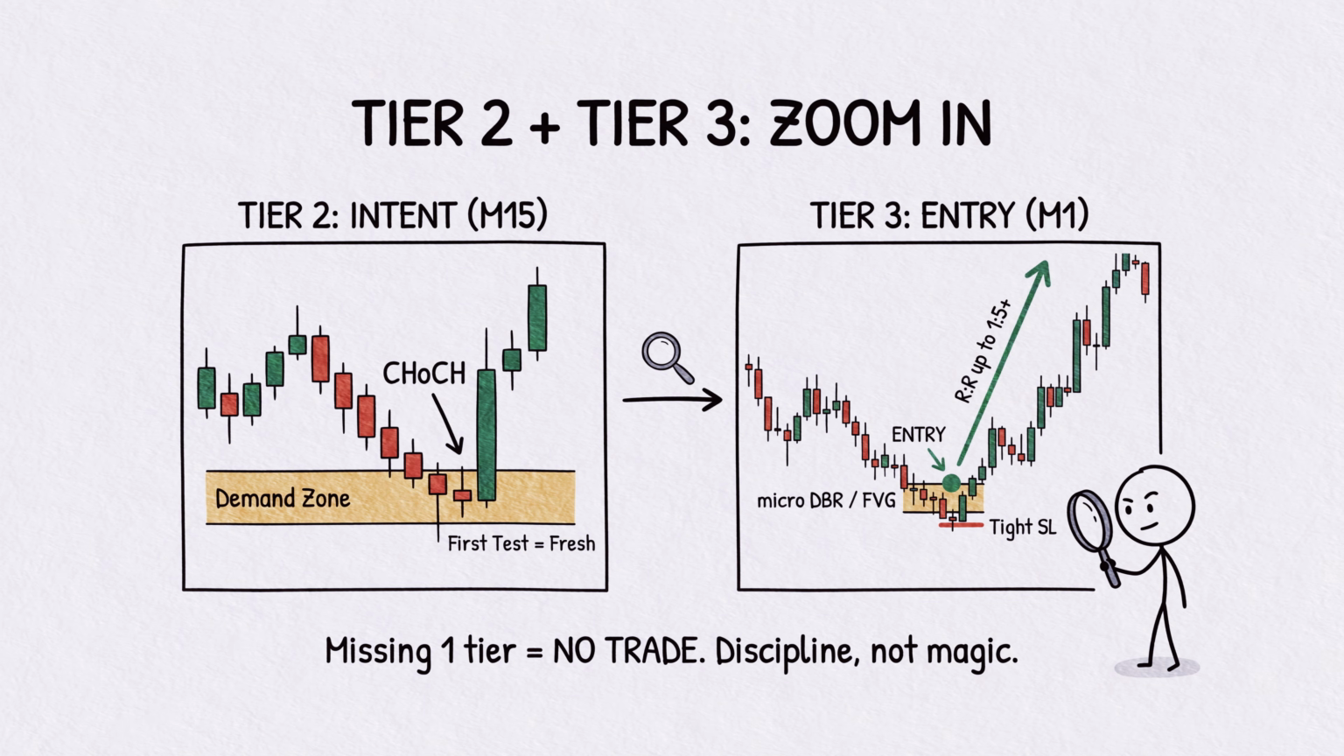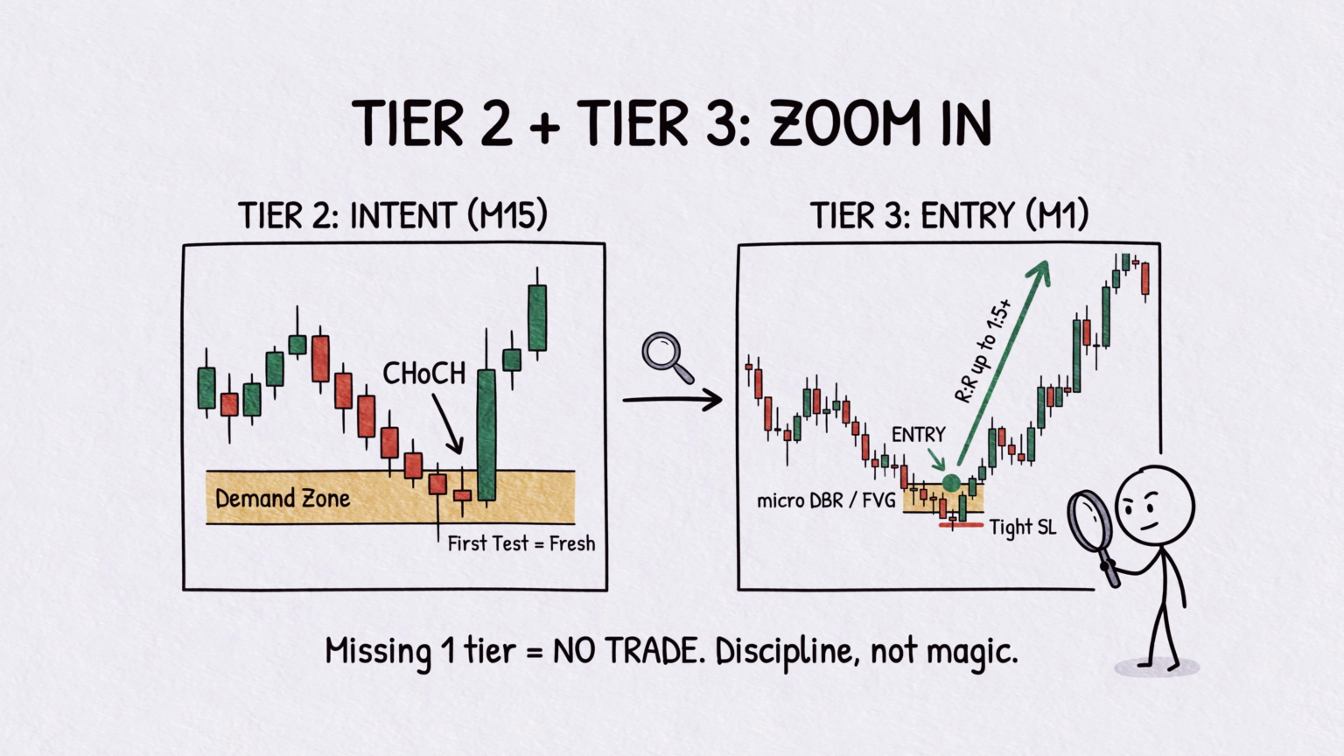Tier 2, intent, H1 or M15. When price touches the H4 DBR zone, you zoom in here and look for what? Signs of manipulation. Price pierces a local low, creating fear, but immediately snaps back aggressively with a change of structure. CHOCH. The trap has sprung. The crowd is locked in. Smart money has taken over. And the touch that creates this CHOCH is the first test of the D1 zone. You're entering on the same touch, just at a smaller time frame. The zone is still fresh.